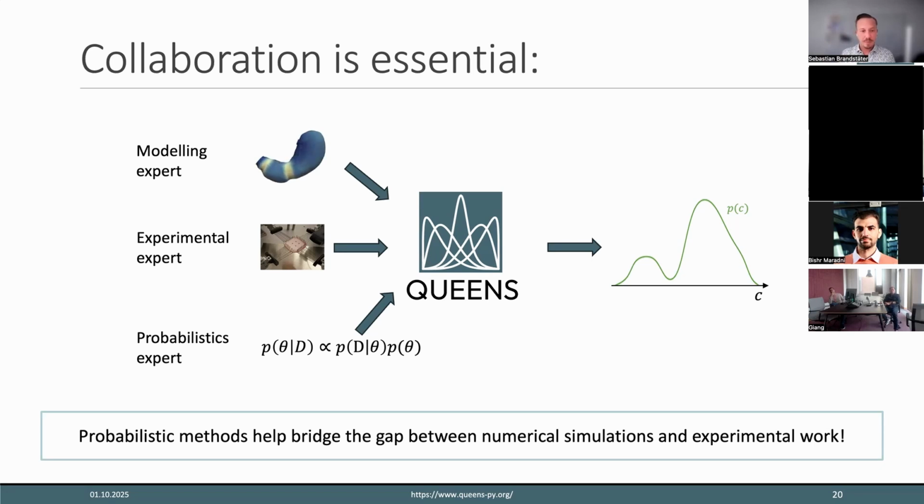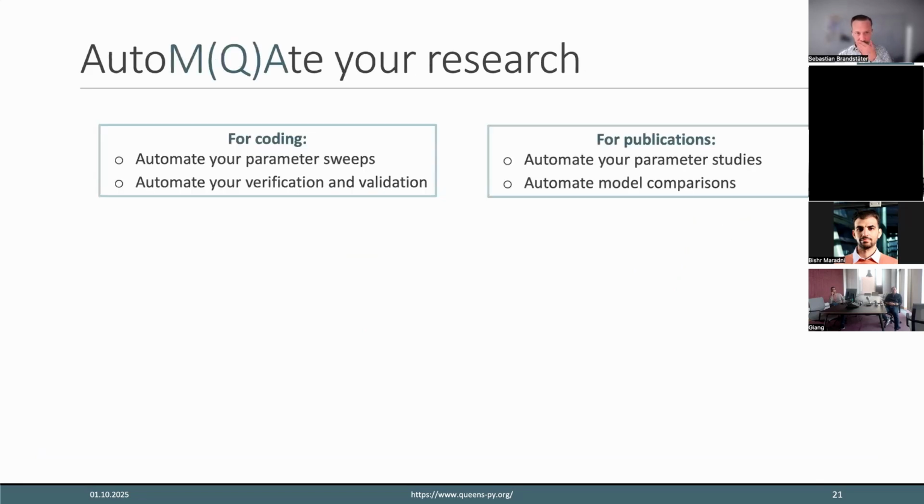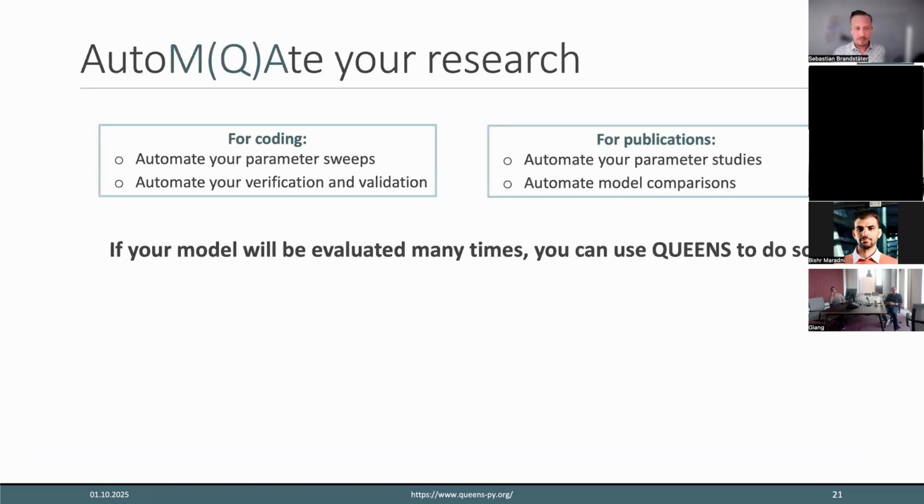And we'd like to think that Queens is a good framework for getting all of these experts together, working in a framework and combining that. And to do so, collaboration is, of course, extremely important. So probabilistic methods help bridge this gap between experimental studies and modeling by exactly bringing these two together. So the last message I want to give: Queens can help you automate your research.